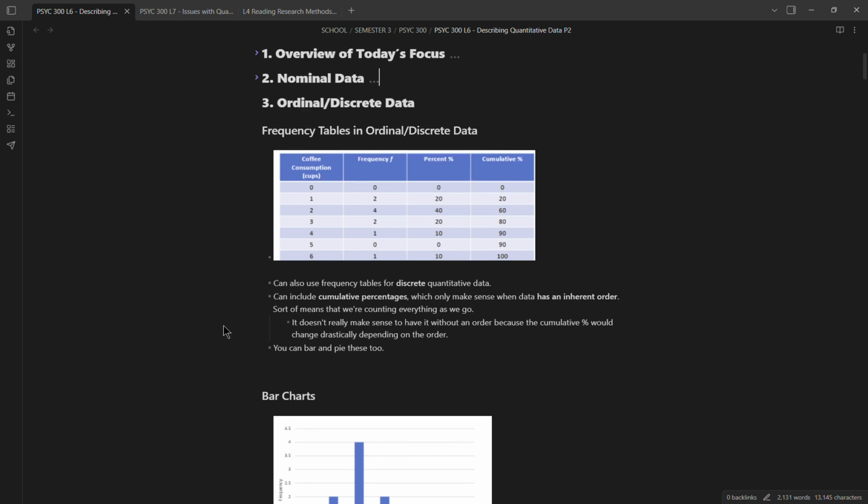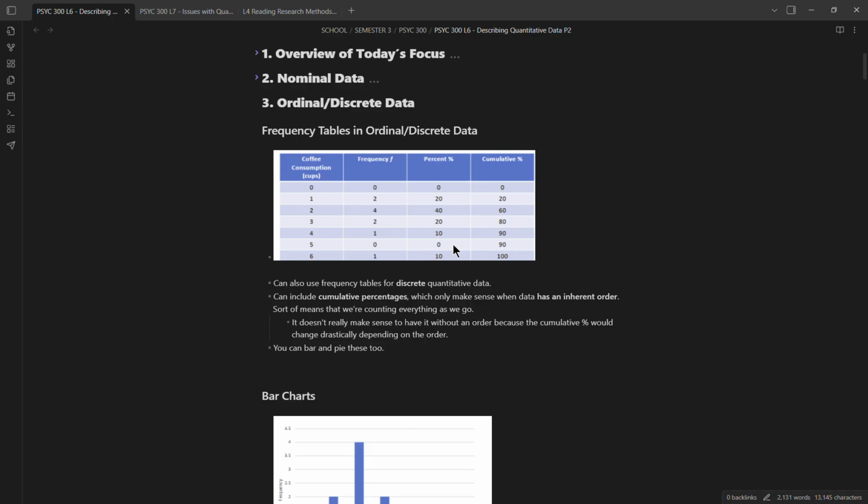Let's get into ordinal or discrete data. When we make frequency tables for ordinal or discrete data, it doesn't just have the thing we're measuring, its frequency and its percent. It also adds another column, cumulative percent. Like we have written here, we can use frequency tables for discrete quantitative data. It also includes cumulative percent, which only makes sense when data has an inherent order, because it cumulatively builds upon itself. Again, we're kind of counting everything as we go.